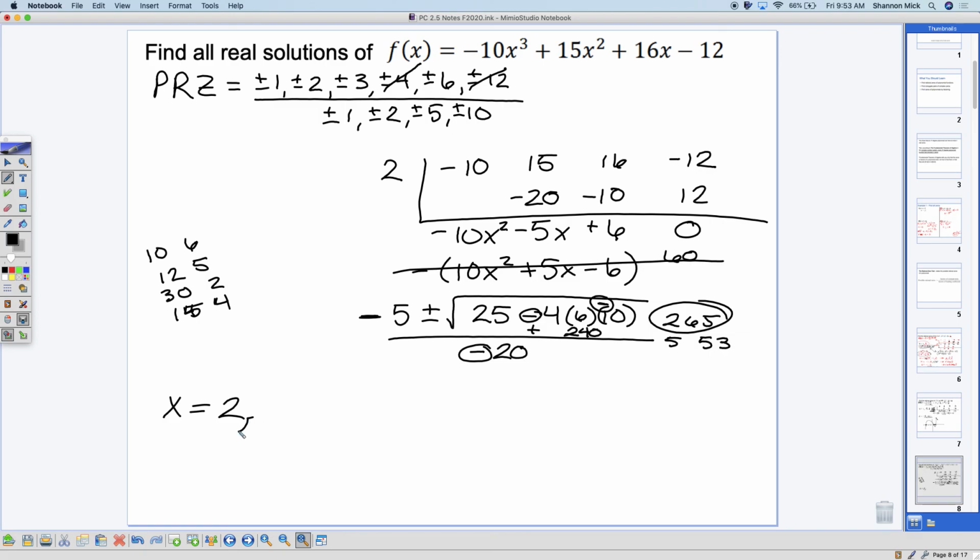Okay, so negative 5 plus or minus the square root of 265 all over 20. I cannot perform the square root of 265 without a calculator at this point, so I can't add 5 into it until I do that. Now, I can't reduce the 5 and the 20 because there's not something in front of the square root. Everything has to reduce. So these are my solutions.